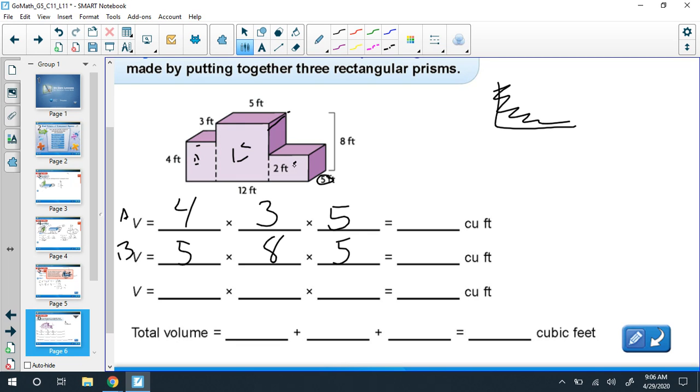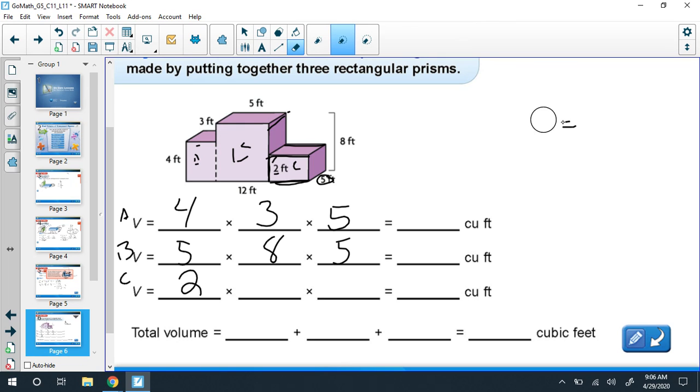All right, time for prism C, right? So we get a height measurement right there. It is 2 feet tall. We need to figure out this measurement going across the front here. I look at the top, right? There's not a measurement there. I look back here, there's not a measurement here. So I'm going to have to do a little bit more work to figure this one out.